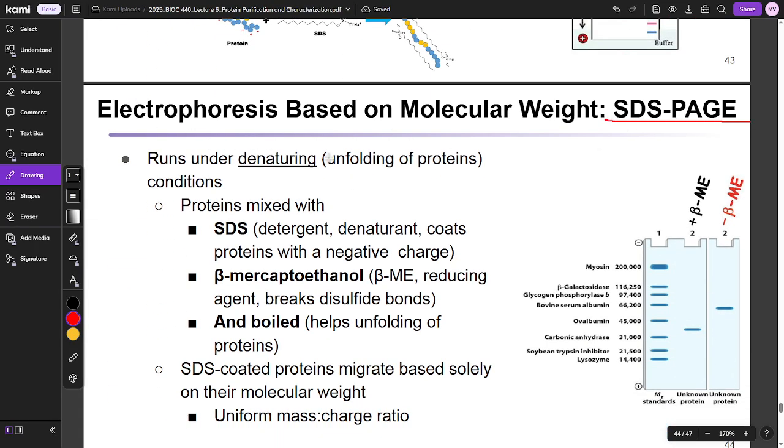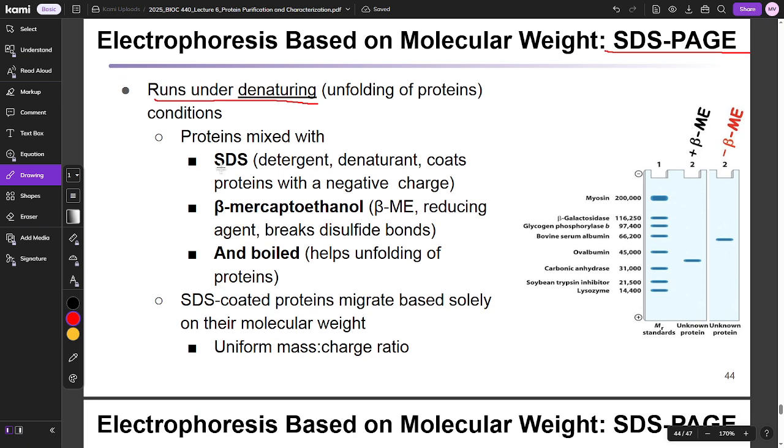SDS-PAGE runs under denaturing conditions. Native PAGE is if you don't have SDS. It's just native. So sodium dodecyl sulfate is a denaturant, and it coats proteins with a negative charge. I would memorize these two.